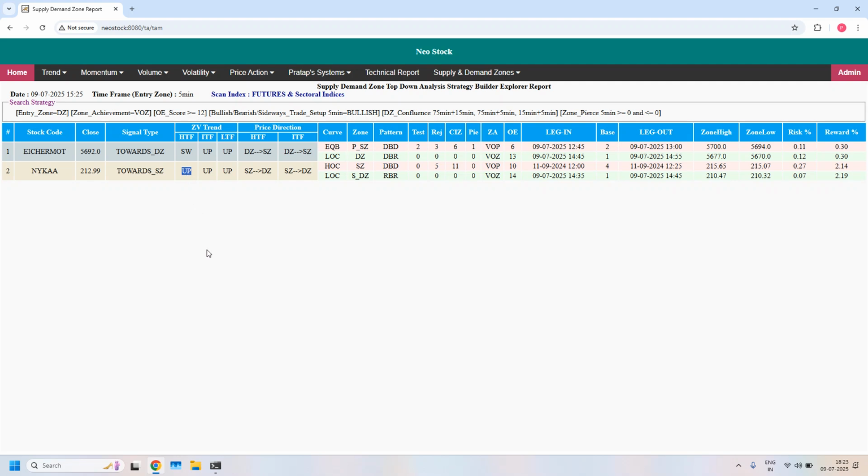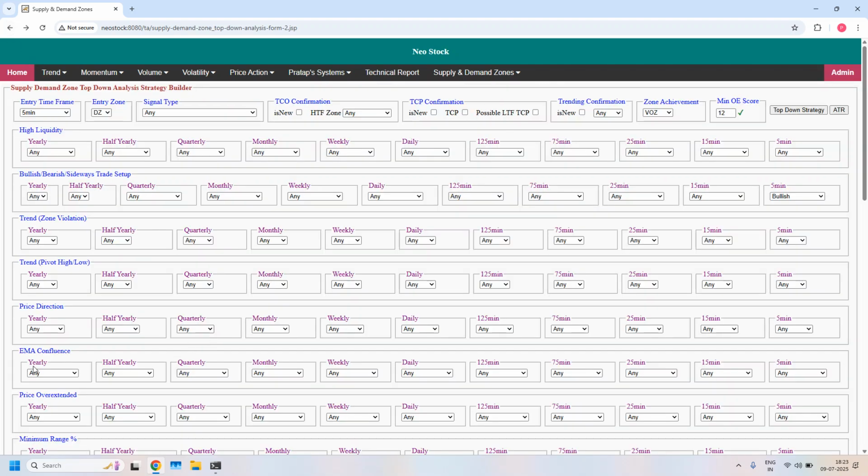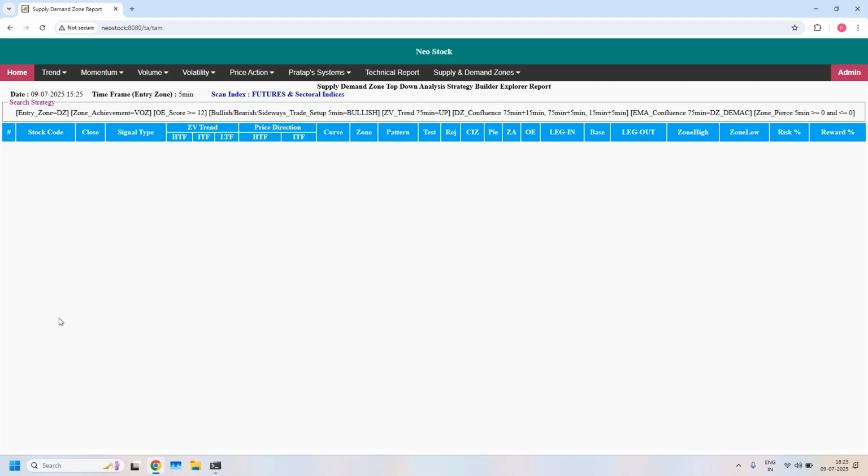HTF is 75 minutes. Let's verify if this stock's 75 minutes demand zone has daily EMA confluence. And also the trend on the 75 minutes should not be sideways. It should be only uptrend because it is bullish trade setup. So no stocks are filtered. That means we don't have any high probability trade setup supported zones for hourly income trade, long trade setup.